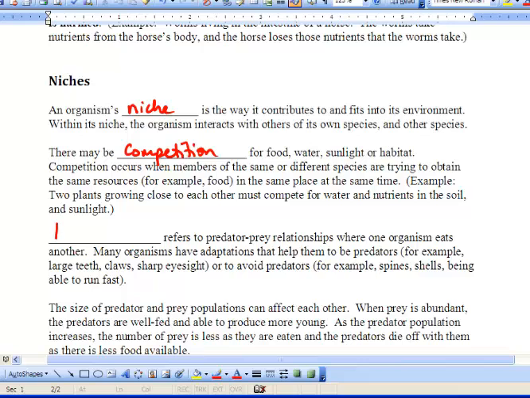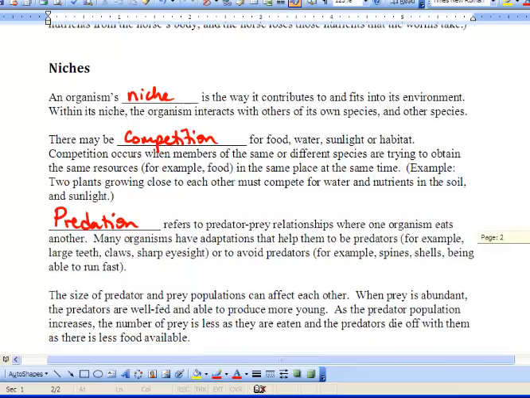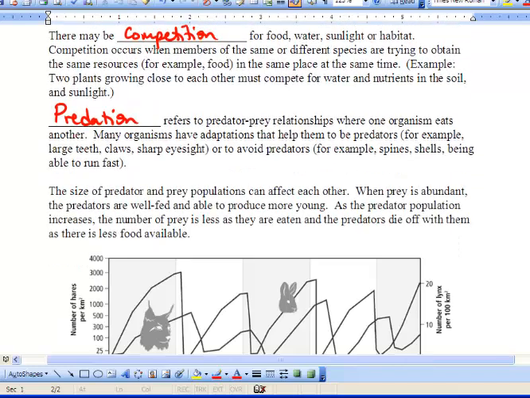And finally, we're talking about predation. And it refers to the predator-prey relationships where one organism eats another. Many organisms have adaptations to help them to be predators, so this would be like large claws, teeth, sharp eyesight. So they have to be able to, and they're going to be fast. Now, the prey want to avoid predators, so they're going to have spines or shells, so they're going to really be able to run fast. They might have quills, or they might spray you with really smelly things.